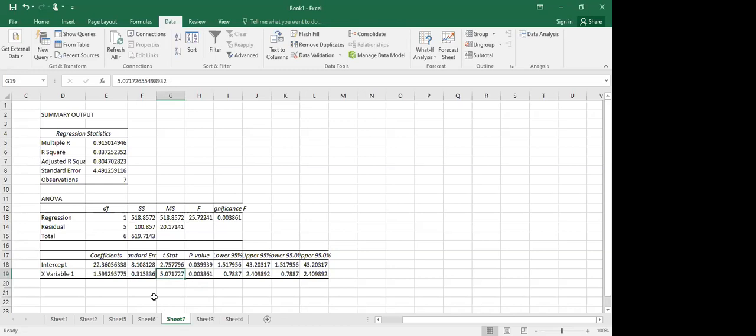So if we had a level of significance alpha equal to 0.05, then this p-value is less than alpha, and we will say that there is a significant correlation between the caribou population and the wolf population based on the p-value. So if you are asked to find the t-value for a test of correlation, just choose this t stat for the x variable.